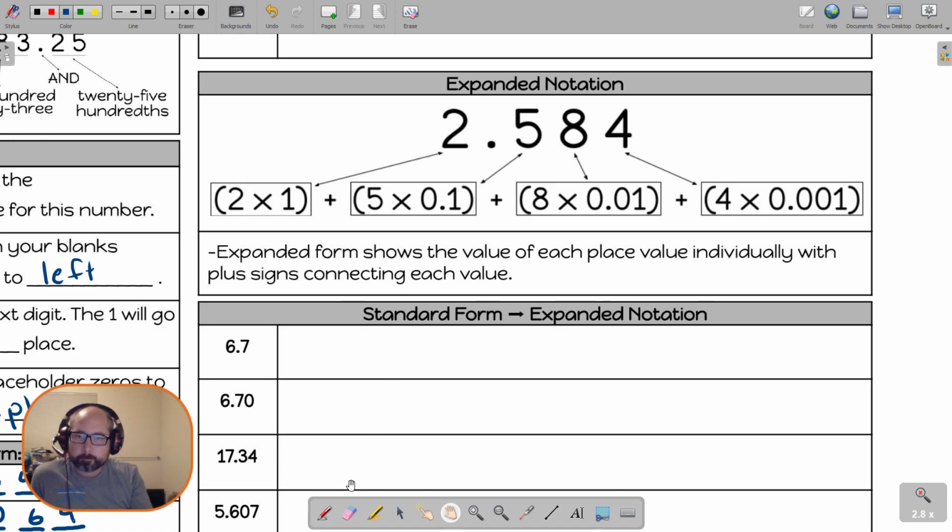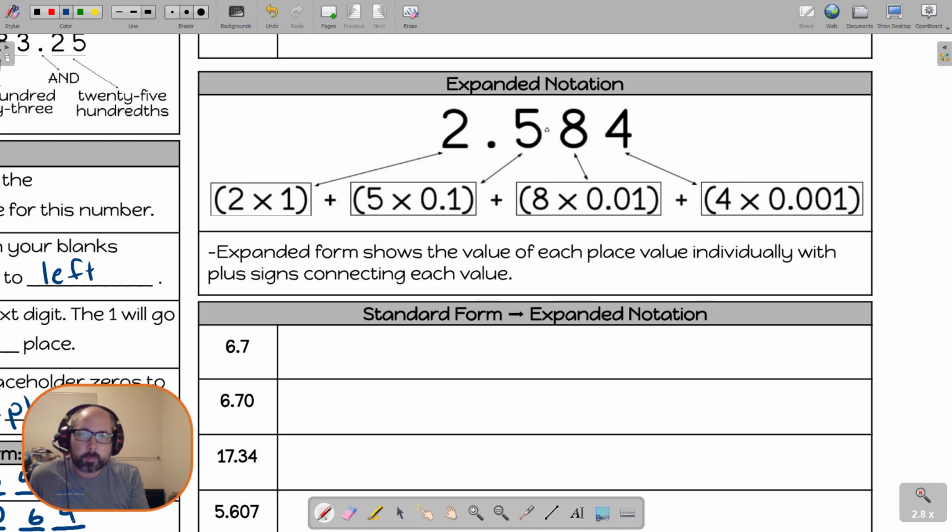I want you to look at that. 2 is in the ones place, so it's 2 times 1. 5 goes in the tenths place, so it's 5 tenths. That's how many tenths we have. So we have a tenth 5 times. That's what that means. And we keep on following that pattern. We have 8 hundredths. So how many hundredths we have? And 4 thousandths. So this down here below is going to be your expanded notation.